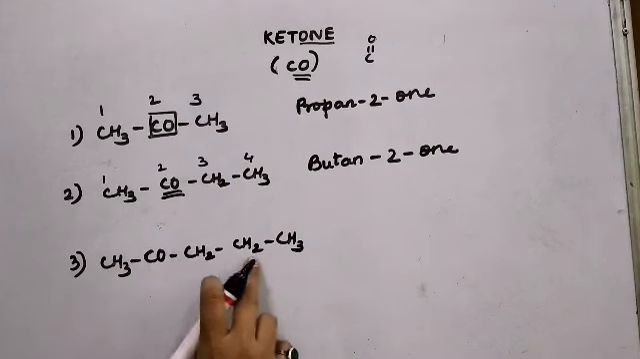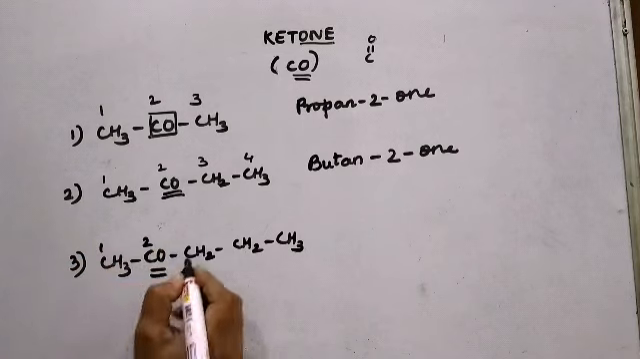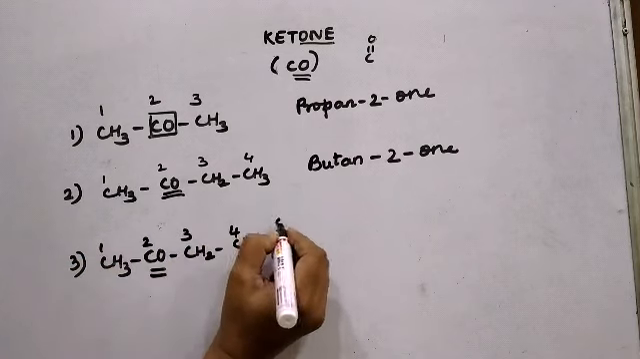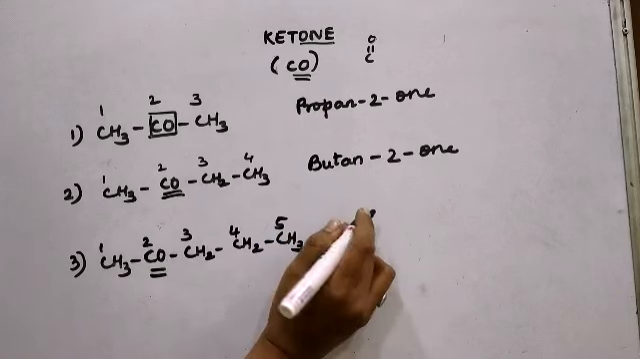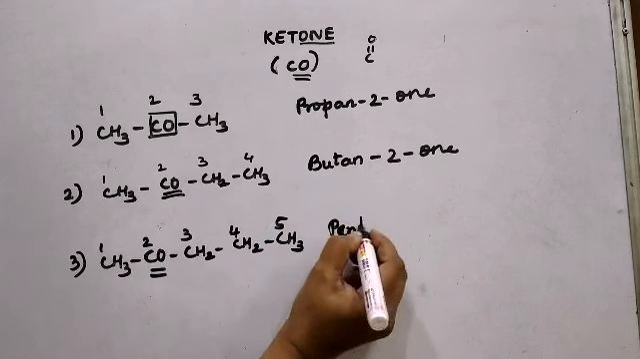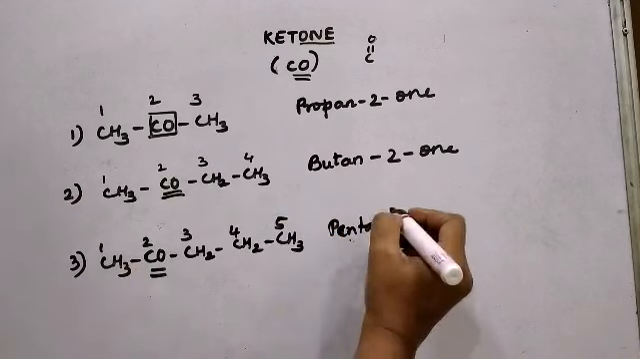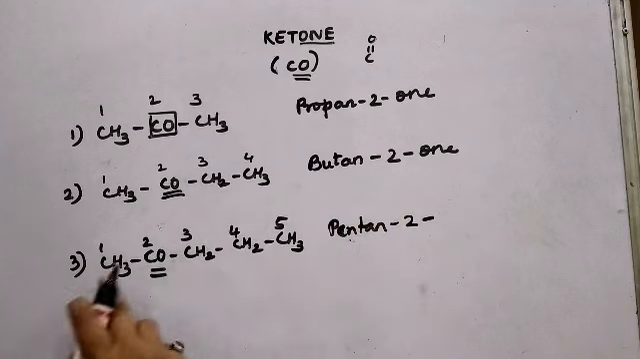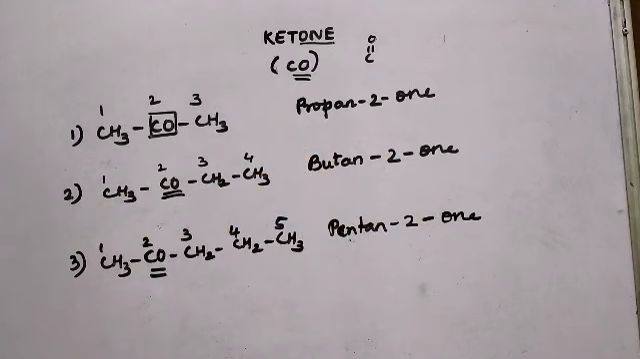CH3COCH2CH2CH3. Assign the lowest number to the functional group because this is our functional group ketone. So there are 5 carbon atoms in the straight chain. So this is pentan, because 5 carbon atoms are there in the straight chain. The functional group is on carbon atom number 2 and it's a ketone. Therefore the suffix will be one. So pentan-2-one.